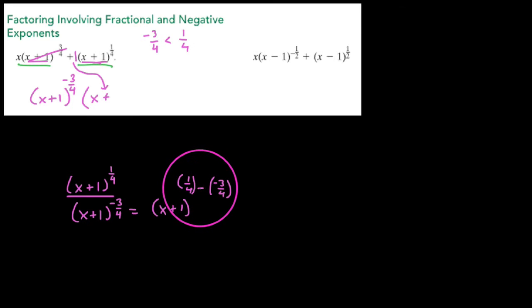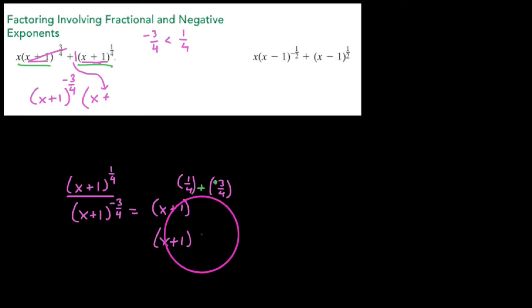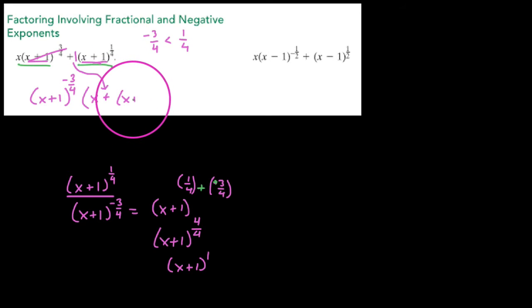So 1/4 minus -3/4. The nice thing, if you think this is brutal, is that you already have a common denominator here. So what you get left with is x plus 1 to the what? Well, 1/4 plus 3/4 is 4/4, and that is x plus 1 to the 1. So really what's left here is x plus 1 here. And I'm going to rewrite this even further.